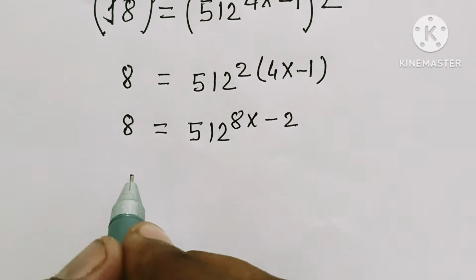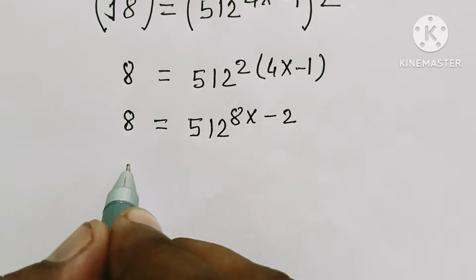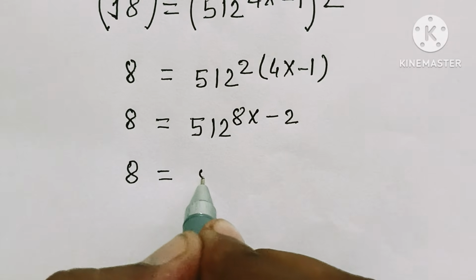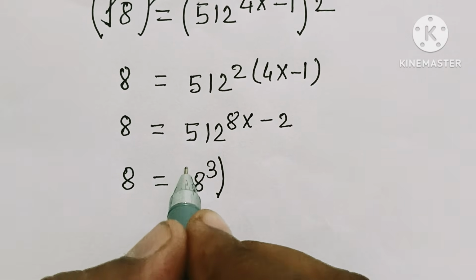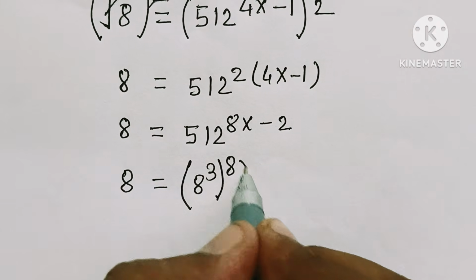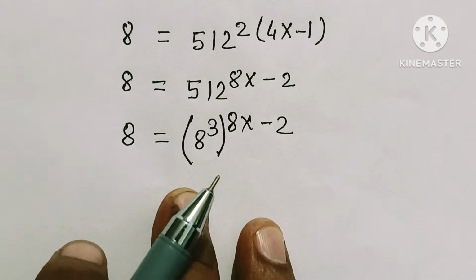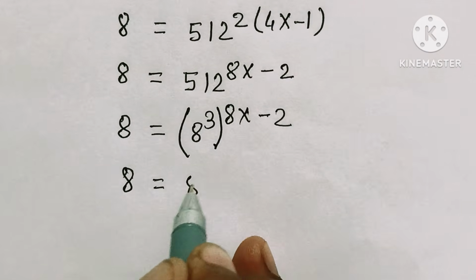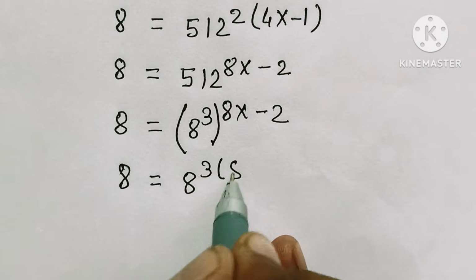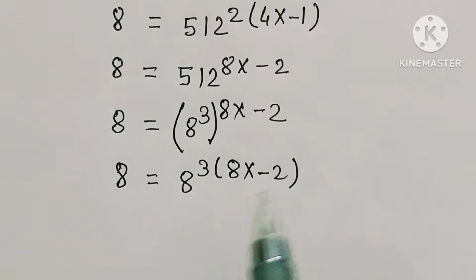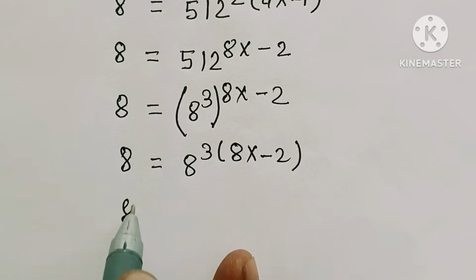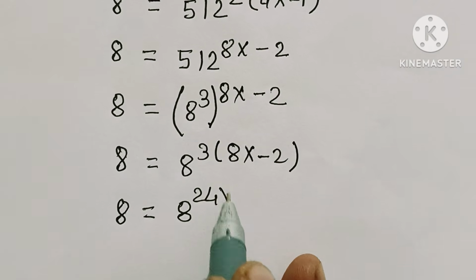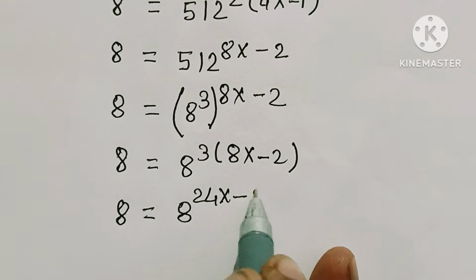Now 8 equal to 512 raised to power 8x minus 2. 512 is a cube of 8, so 8 equal to 8 raised to power 3 in bracket 8x minus 2. 8 equal to 8 raised to power, 3 eights are 24, so 24x, 3 twos are 6, minus 6.